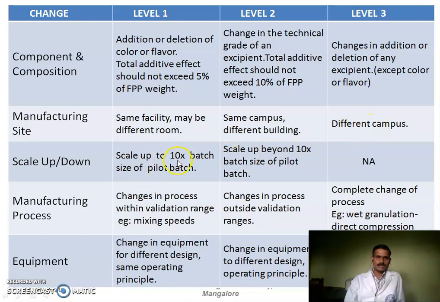Scale up, level 1 change, 10x batch size of the pilot batch. Similarly, scale up beyond 10x of the pilot batch. Then level 3 is not applicable. Manufacturing process: change in the process within the validation range, outside the validation range, or an entire process change. Equipment: change in the equipment, different design, same operating principle, it's a minor change. Then change in the equipment, different design and operating principle, level 3 is not there. This is in summary.